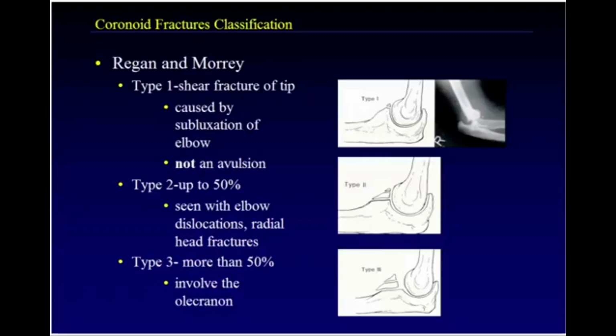The Regan and Morrey classification of coronoid fractures is based on the size of the coronoid fragment. A type 1 is just a shear fracture. That's caused by subluxation of the elbow and does not represent avulsion. Type 2 fractures can involve up to 50% of the coronoid process. Those are seen with elbow dislocations and radial head fractures. And type 3s are much more significant involvement and actually extend into the olecranon process itself, and those can be very unstable.